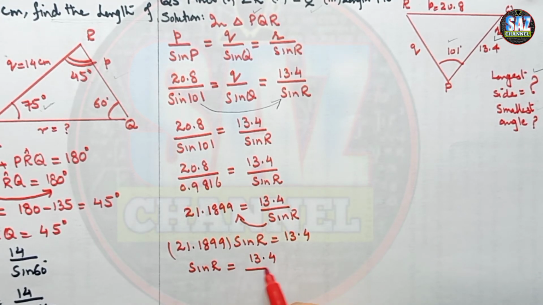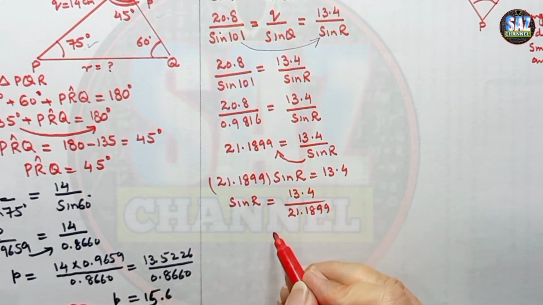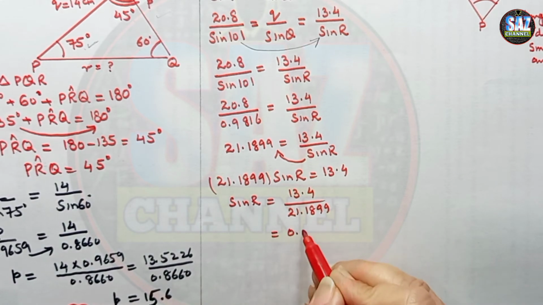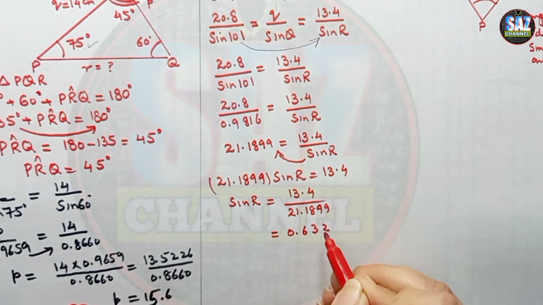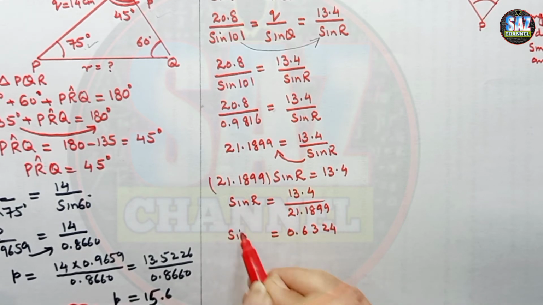Sine R equals 13.4 upon 21.1899. Divide 13.4 by 21.1899, and my answer will be 0.63237, and I can take it to 4 decimal places, 0.6324, and then sine of R.